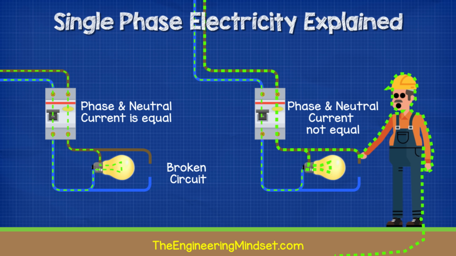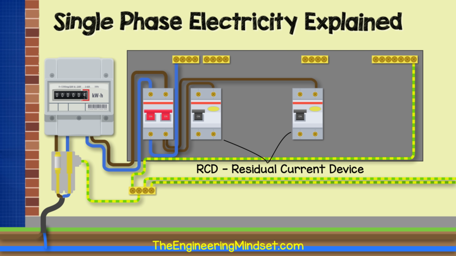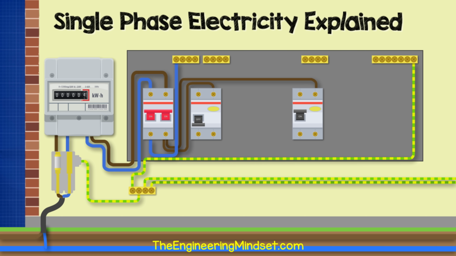The RCD will notice this and then cut the circuit to reduce the risk of electric shock or death. It's now increasingly common to have 2 or more RCDs in a consumer unit. In such case, the RCD will only cut the power to the circuits connected directly after it. So the other RCD will still be powered and only some parts of the property will lose power.